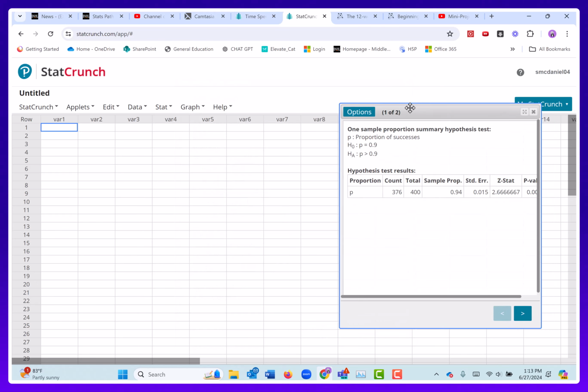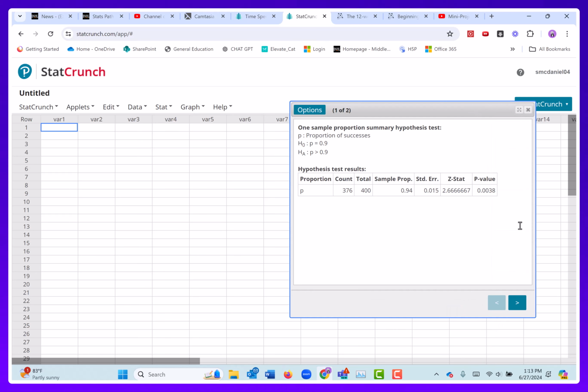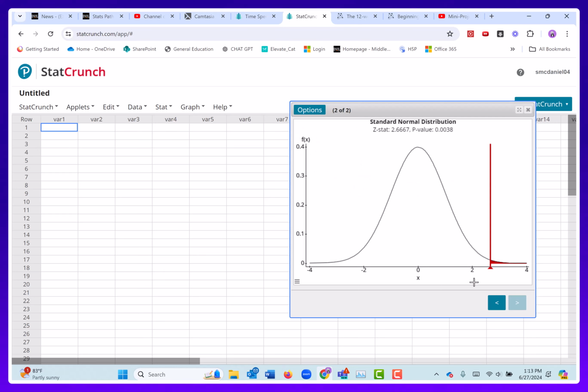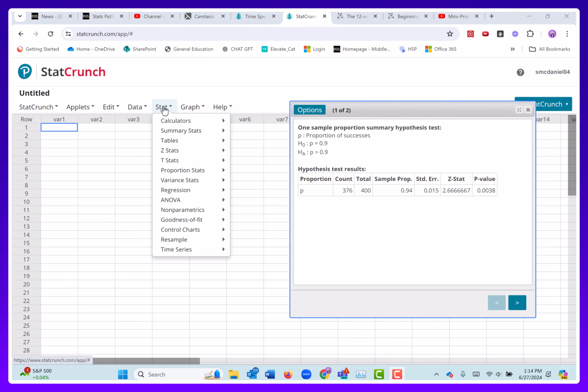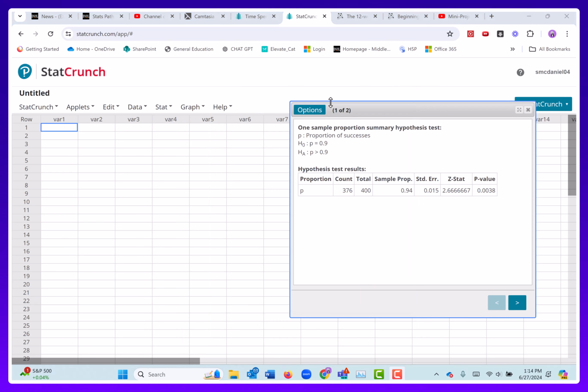Okay, so here we go. So here is our output. And this is what you would copy and paste if I asked for it. Here's our p-value plot. And it looks like when I went back, I didn't do it right. So it's Z Stats. I chose T Stats. We should get something pretty close. Maybe this is instructive. Let's do that again.